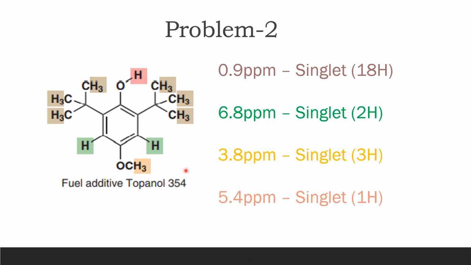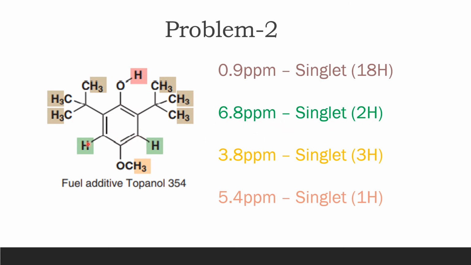Okay, these 9, see, 9 plus 9 is 18. These 18 hydrogens come as a singlet because only C is there. So singlet at 0.9 ppm. And the next one is this aromatic hydrogen. As I said earlier, aromatic hydrogen usually comes in the range of 6.5 to 8.5. So here it comes around 6.8 ppm, singlet.